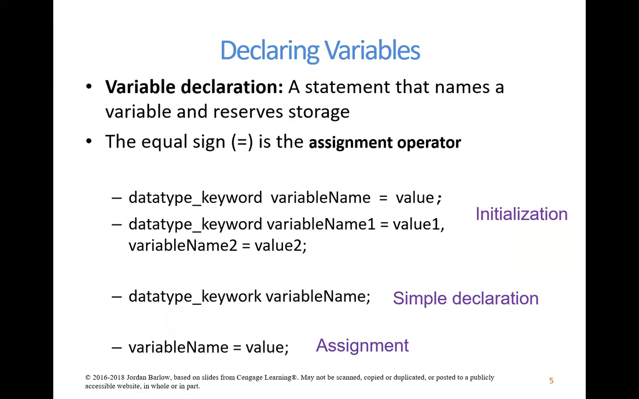All right, so how do we actually use variables? A variable declaration is a statement that names a variable and reserves storage for it in computer memory. The equal sign in programming is the assignment operator. Okay, so you need to think about the equal sign differently than you're used to thinking about it. We don't use the equal sign for any sort of math calculations in the C# programming language. We use the equal sign to assign a value to a variable.